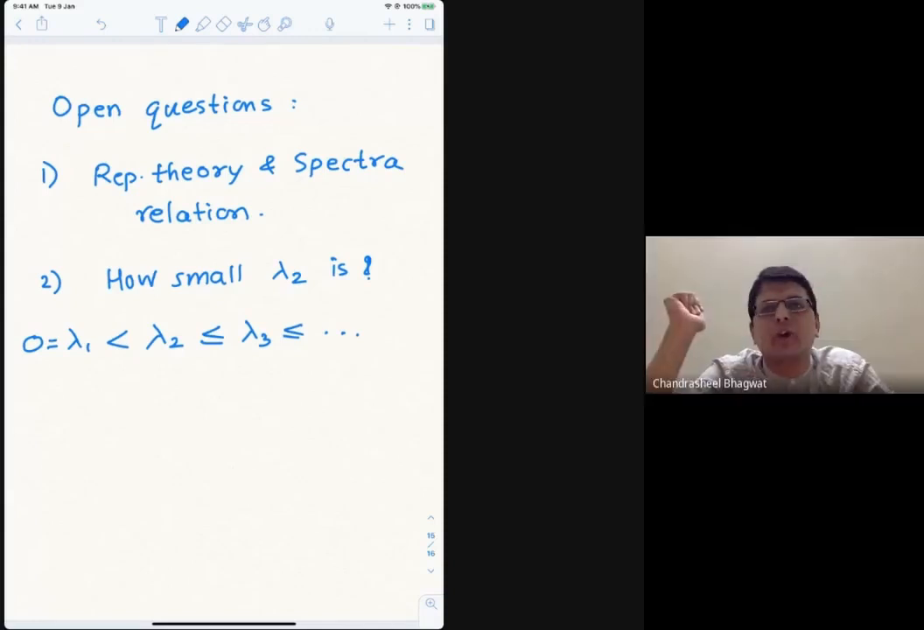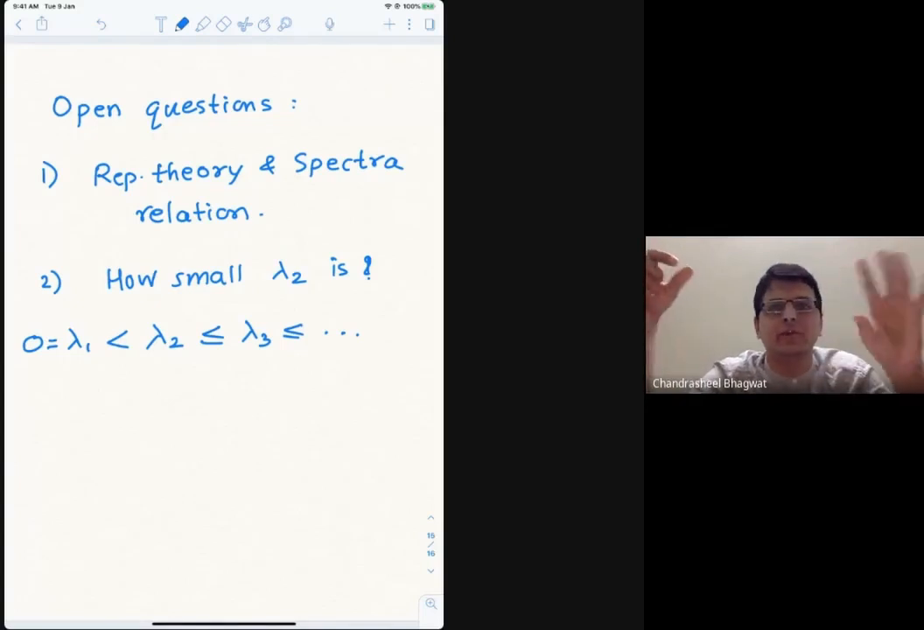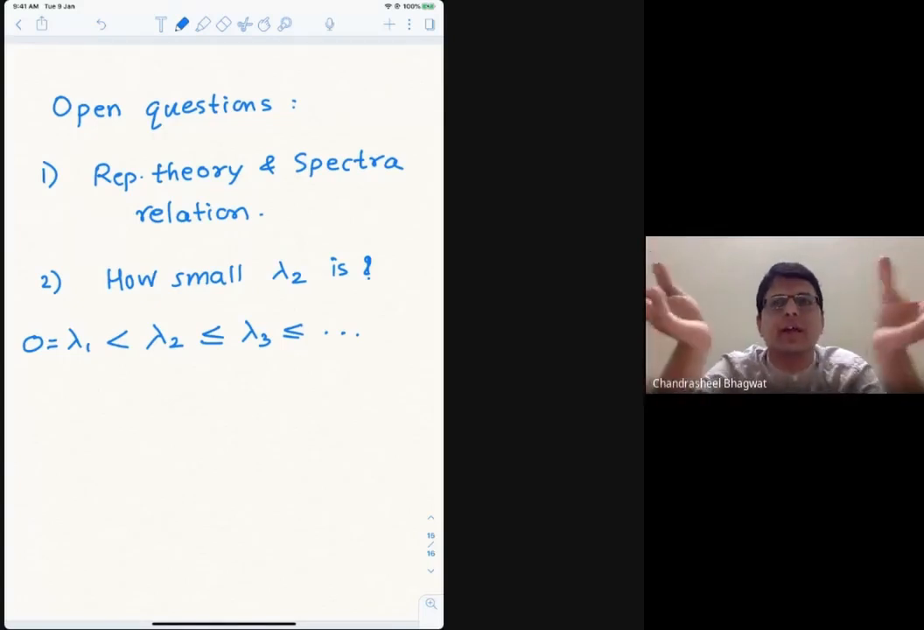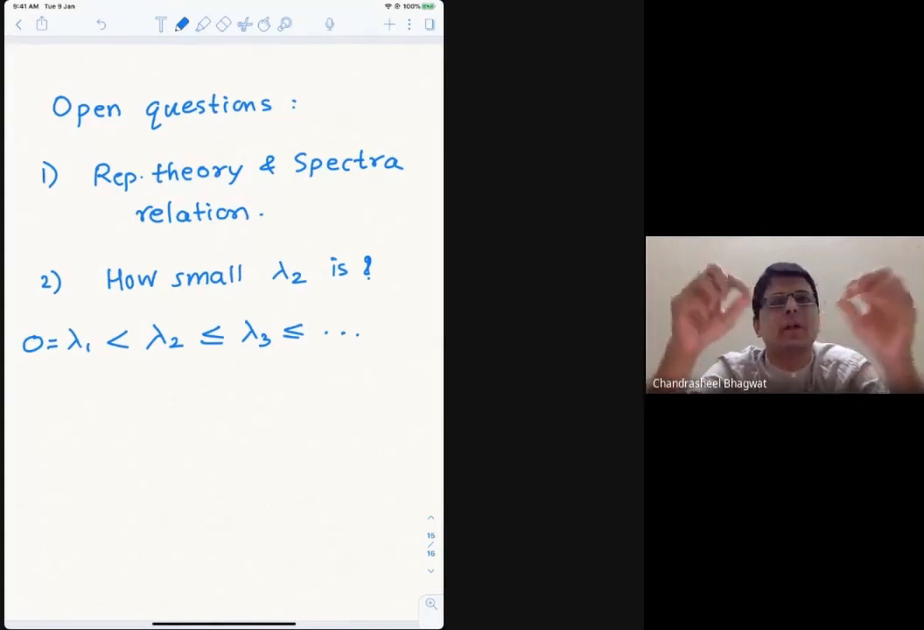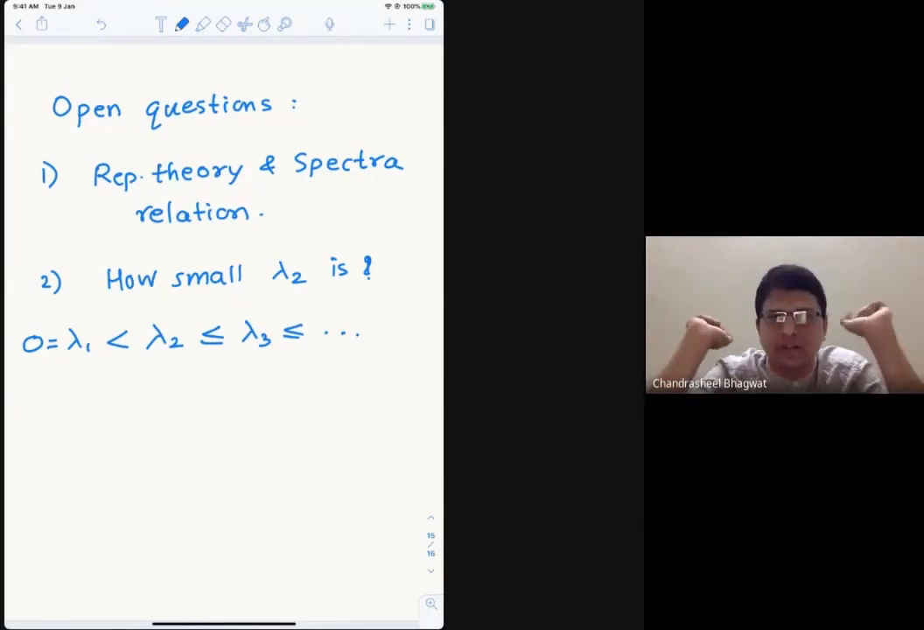Similarly, there's a notion of compact operators on Hilbert spaces. In that context also, one knows that the spectrum is a discrete set, except 0 will be an accumulation point. So the eigenvalues will come near 0, but apart from that, they will be isolated.